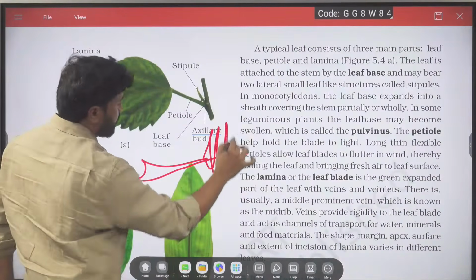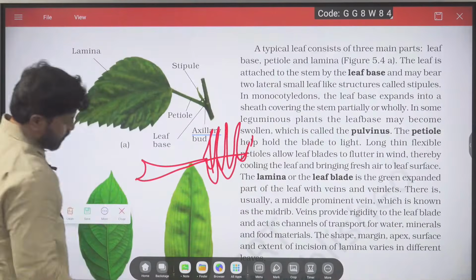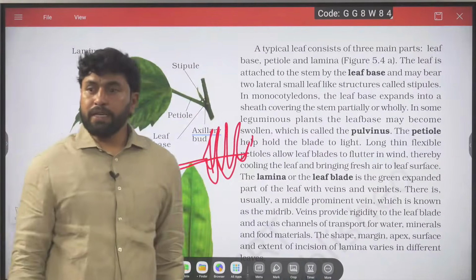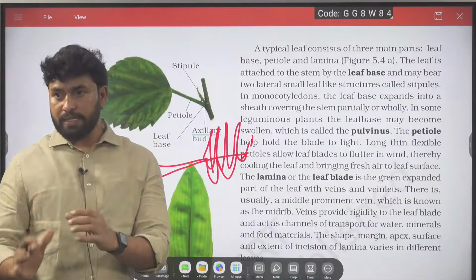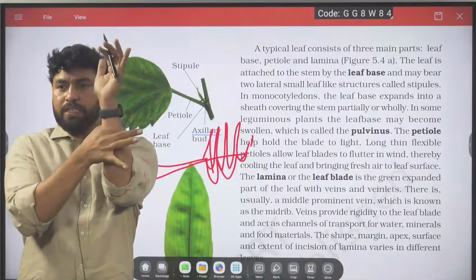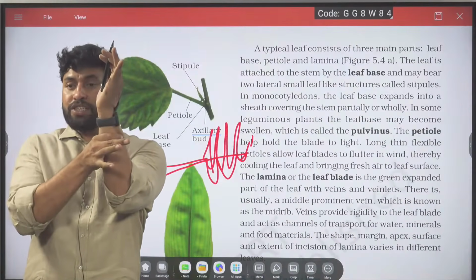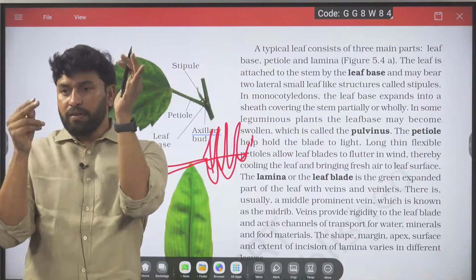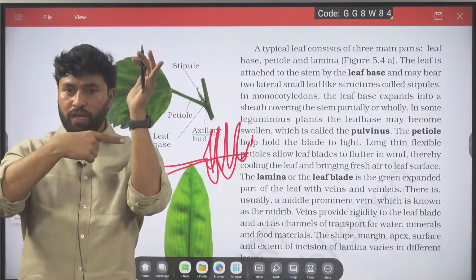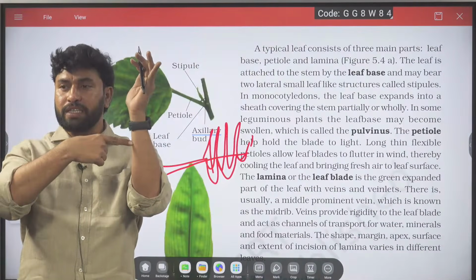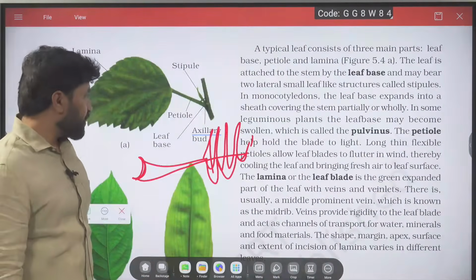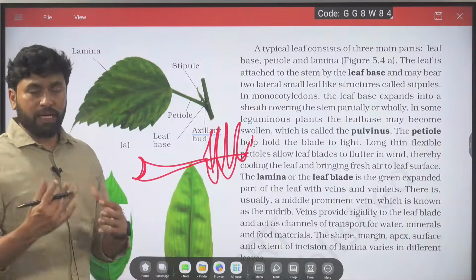Imagine it's a coconut leaf. You will see the leaf base will be like this. Such a leaf base is called a sheathing leaf base. Around the stem, the leaf base will grow like this. In dicots, the leaf base attaches to the stem at a nodal region in the form of a point. In monocots, the leaf base is expanded like a sheath, partially or completely covering the stem.